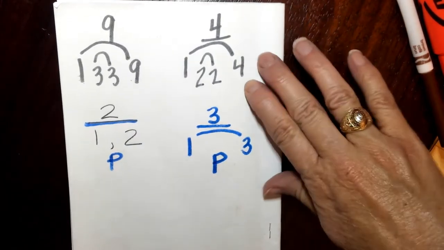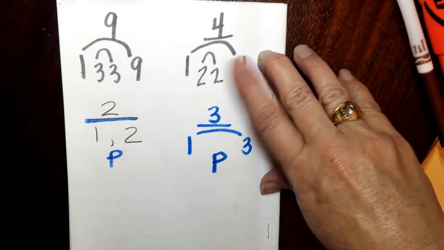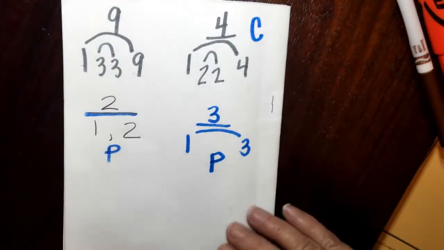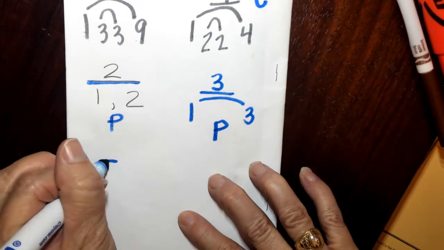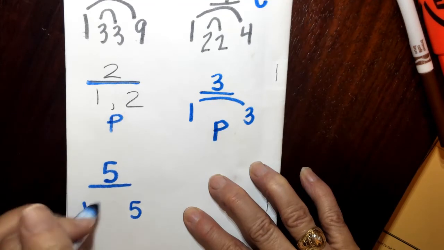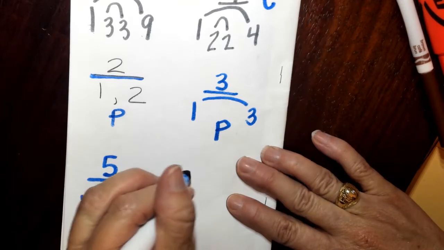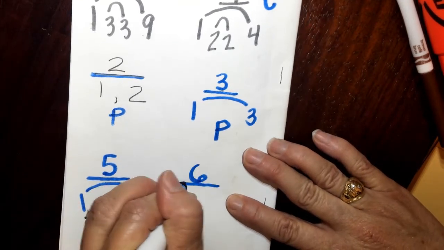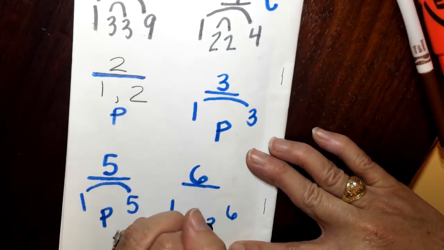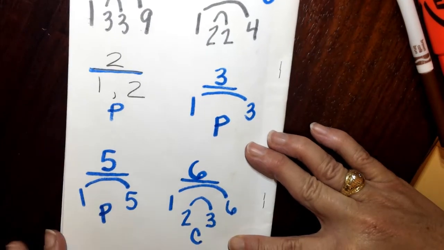We've already put the number 4 in here because 1 and 4 will give us 4, and 2 times 2 will give us 4. So I'm going to label that one composite. Then we have the number 5. The factors for 5 are 1 and 5. So that makes this prime. We have the number 6, and the factors for 6 are pretty easy: 1 and 6, and 2 and 3. So that makes this composite.